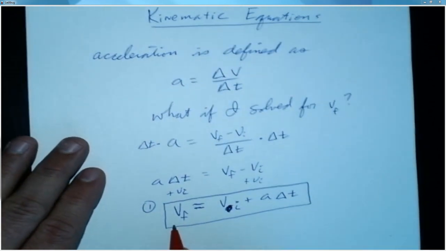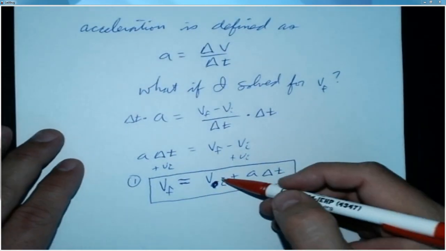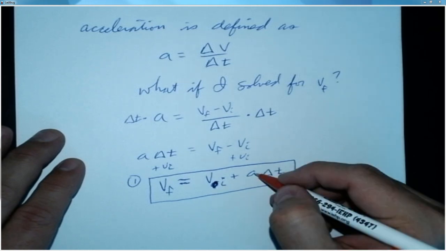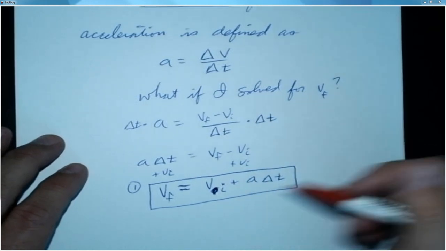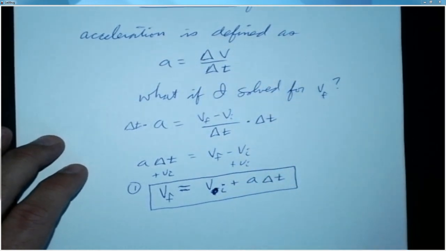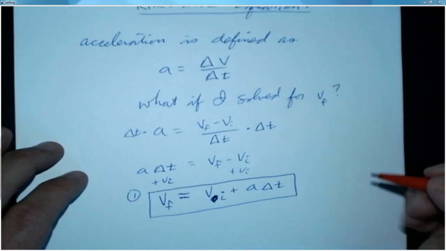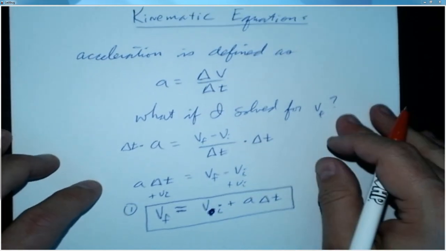So the final velocity is going to be equal to the initial velocity plus the acceleration times the time. By the way, in all of the kinematic equations that I'm going to derive for you today, we are going to assume that acceleration is constant. So I'm going to write that up here.